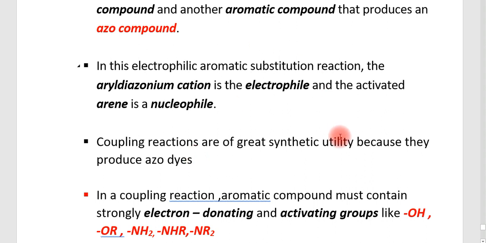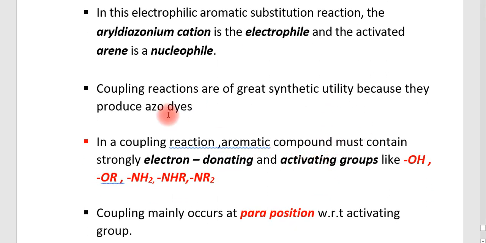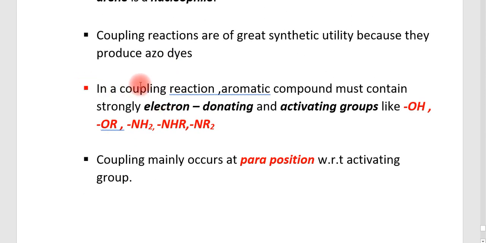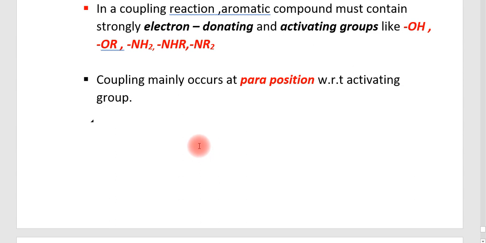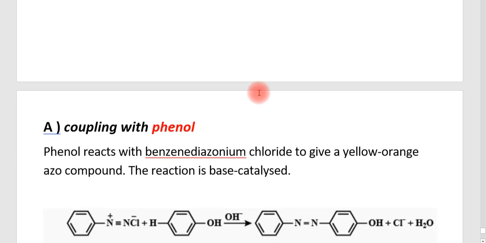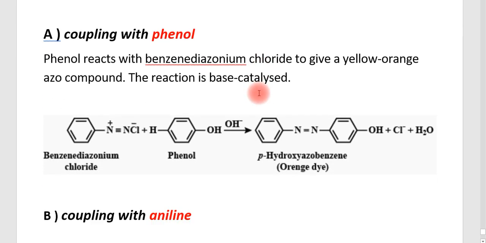Anyway, these coupling reactions are of great utility because they produce azo dyes, which have very important value in organic chemistry. In this coupling reaction, the aromatic compound must contain a strongly electron donating or activating group like OH, OR, NH2, NHR and NR2. And one other important point is that the coupling mainly occurs at the para position with respect to the activating group. We can see the two types of coupling discussed in your syllabus.